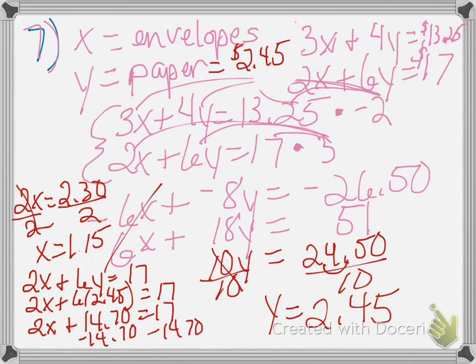For some reason I'm having trouble writing a decimal here. It will not let me write a decimal. Okay, just know that that's money. All right, so up here, our envelopes were $1.15. Okay, and that's how we get our answer.